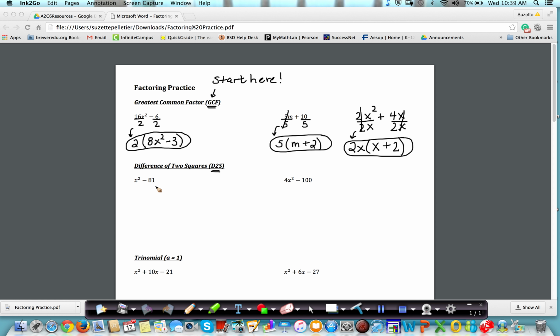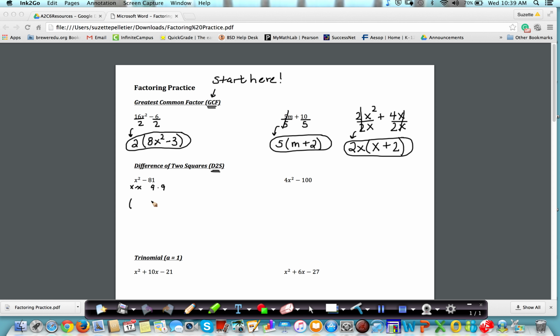The answer is no. So now I look at it and decide there's 2 terms here, so it must be the difference of 2 perfect squares. And if it's not, then it's nothing at all and it can't be factored. So is x squared a perfect square? Yes. X times x. And is 81 a perfect square? Yes. 9 times 9. So these are perfect squares because it's some number squared to get this answer.